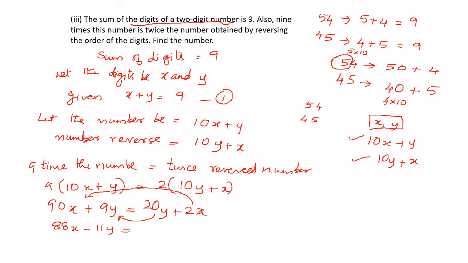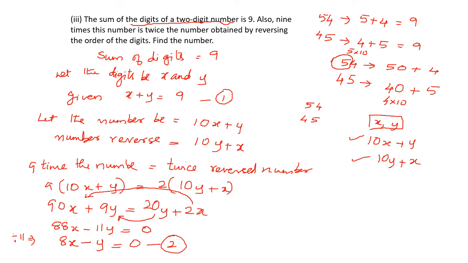Both the things I have taken to the left hand side. So what is left here? Nothing is left. So it is 0. Now 88 and 11, you know, are multiples of 11. So divide throughout by 11. Dividing throughout by 11, what do you get? 88 by 11 is 8, so 8x. Minus 11 by 11 is 1, so 8x minus y is equal to 0. This will be our second equation: 8x minus y equal to 0.